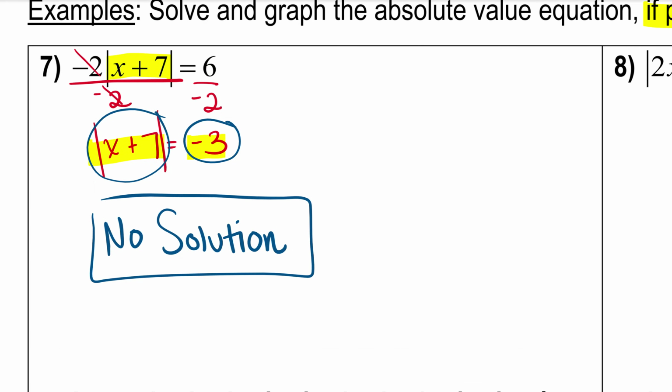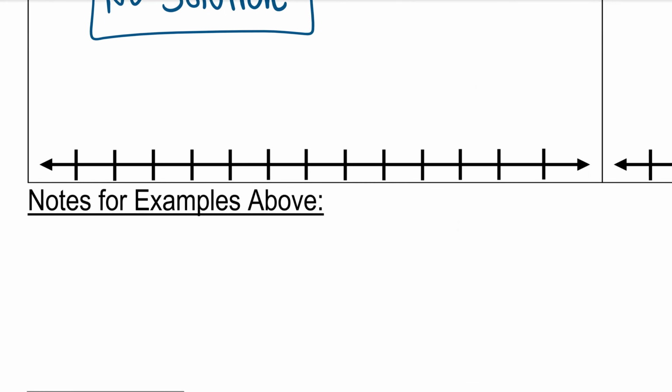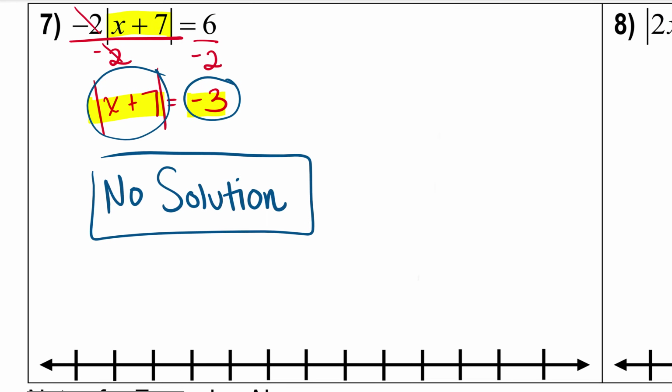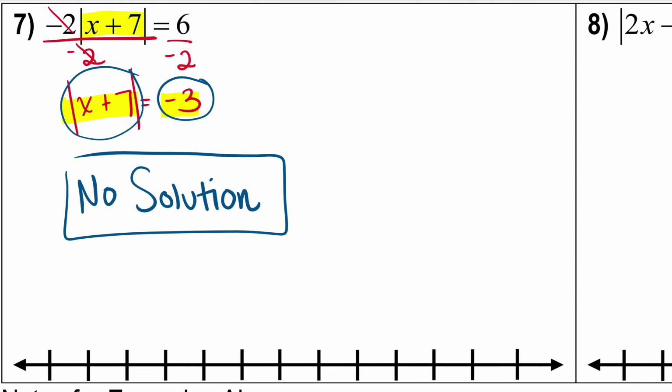So absolute values can't equal negatives. If you want to write that down here for your notes, you can. If you already knew that, great, you're good. So whatever you need to write for you, write it down.